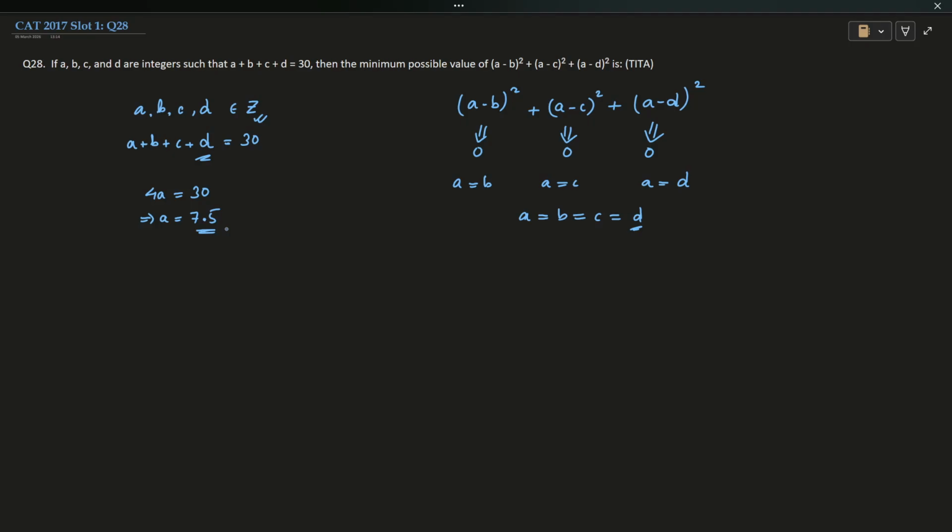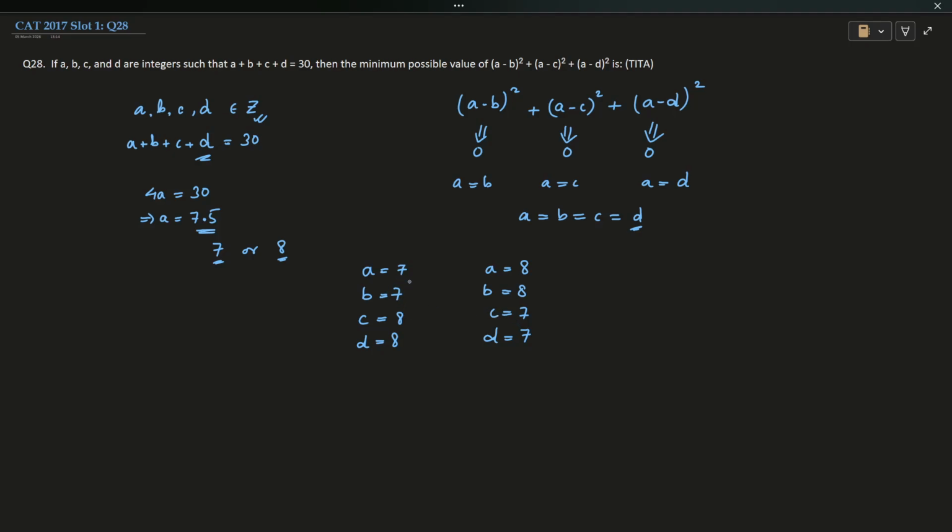So what are the two integers closest to 7.5? 7 or 8, right? So let's say a is equal to 8. In this case, let's say b is also 8, c is equal to 7, d is equal to 7. Or here, let's say b is equal to 7, c is equal to 8, d is equal to 8. It does not matter what the order is, all right?